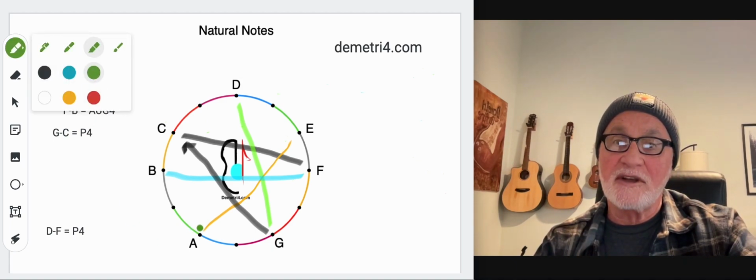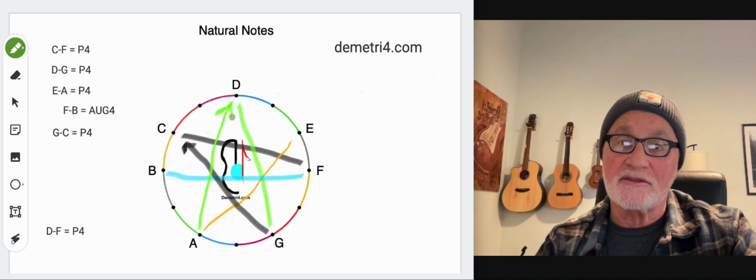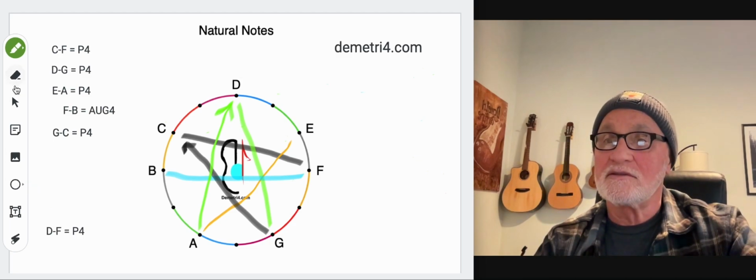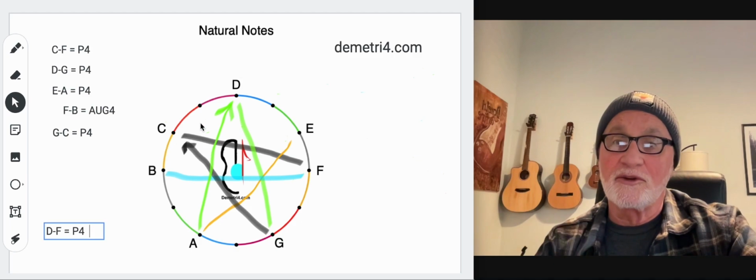Next up, A to D, like Star Trek here. There we go. 1, 2, 3, 4, 5 dots, perfect fourth.